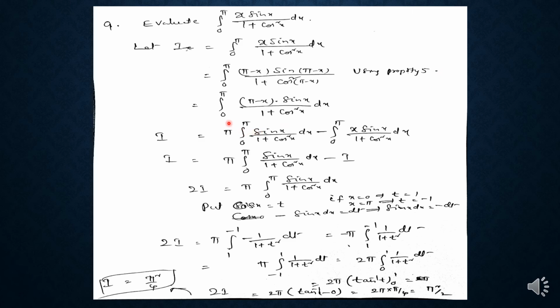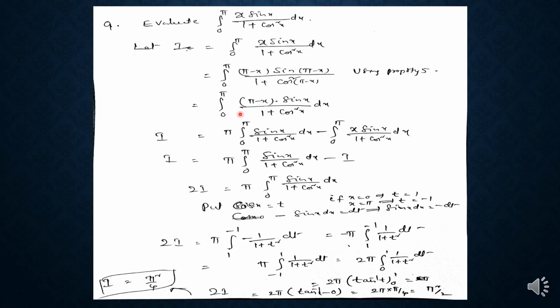This becomes integral 0 to pi of pi minus x into sin of pi minus x. Sin of 180 minus theta is sin theta, so sin of pi minus x is sin x, divided by 1 plus cos square of pi minus x. Cos of pi minus x is minus cos x, minus cos x whole square. This is 1 plus cos square x dx. So I is equal to integral 0 to pi of pi minus x into sin x by 1 plus cos square x dx.